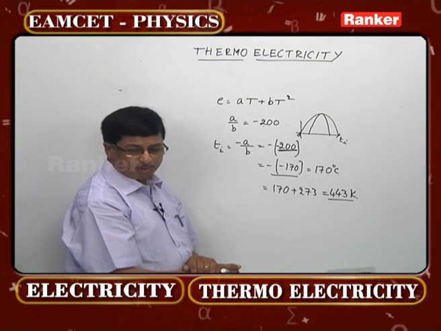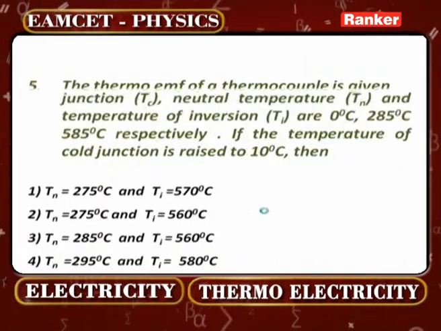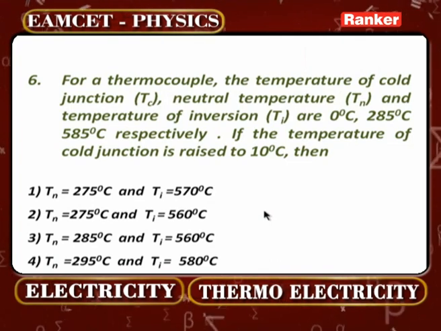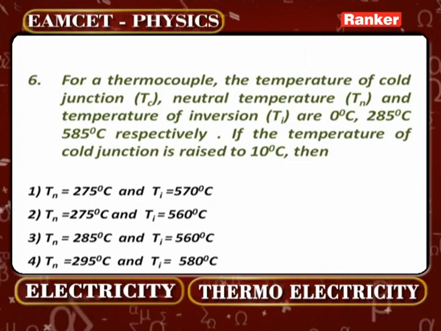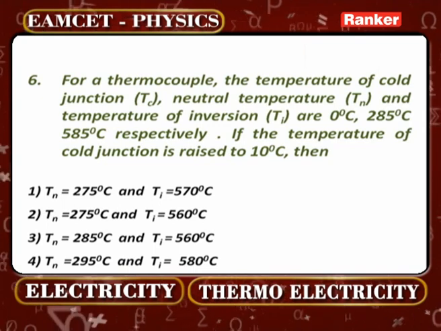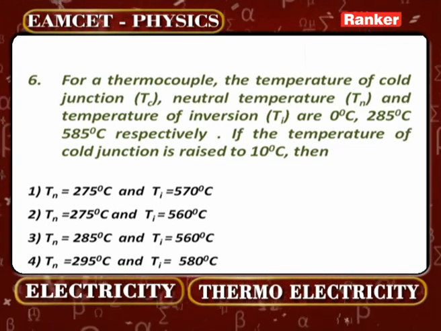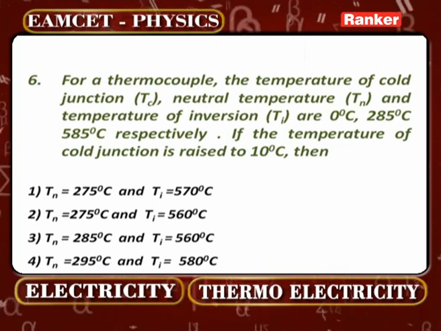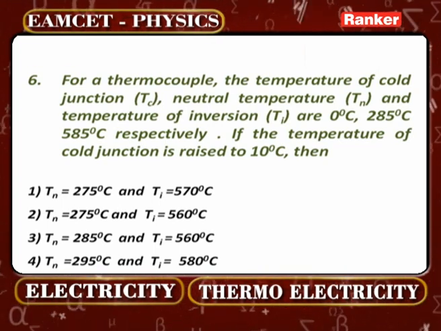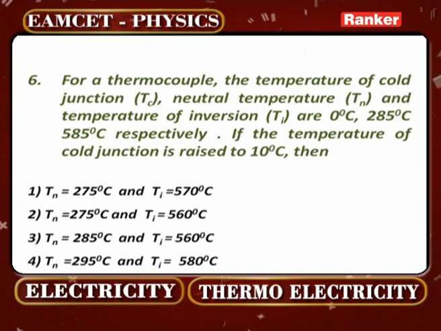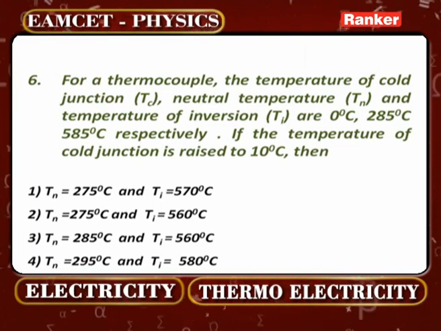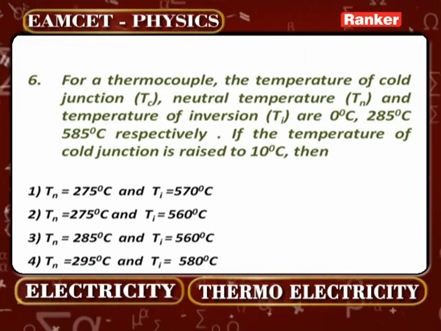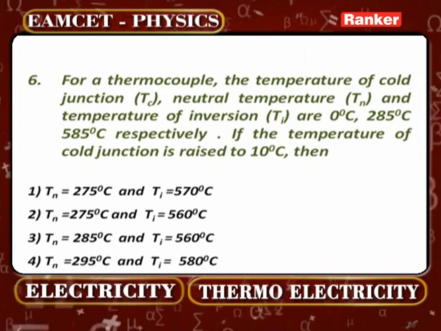Look at the next problem, problem number 6 this time. For a thermocouple, the temperature of cold junction, neutral temperature and temperature of inversion are given 0 degrees centigrade, 285 degrees centigrade, 585 degrees centigrade respectively. If the temperature of cold junction is raised to 10 degrees centigrade, then neutral temperature and inversion temperature, these two are the questions he is asking us. One thing, let me write the values first of all.